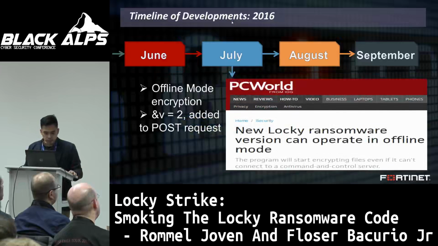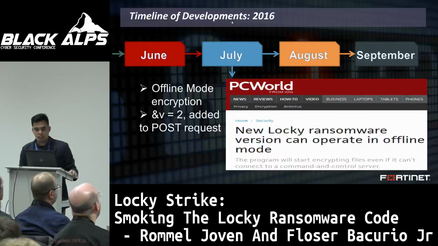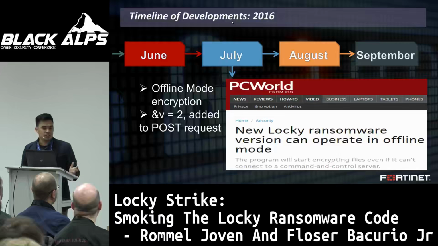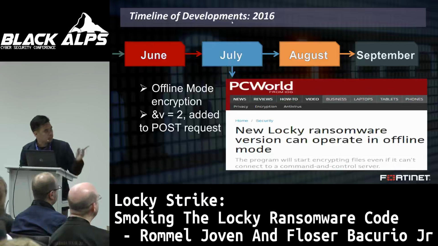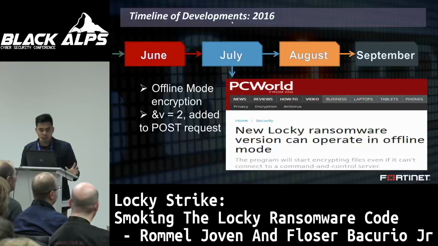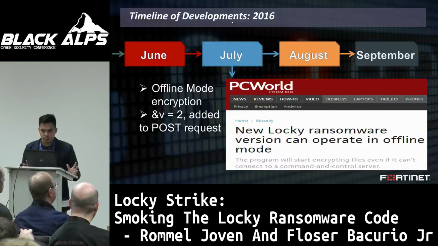And in July, the next month, it added the capability of offline encryption. When we say offline encryption, it doesn't need any connection to its CNC. Even though there's no network traffic, as long as it runs on your computer, it will still encrypt. It also added &v=2, which could mean version 2 of Locky, which has both offline and online encryption capability. We'll discuss this more later.